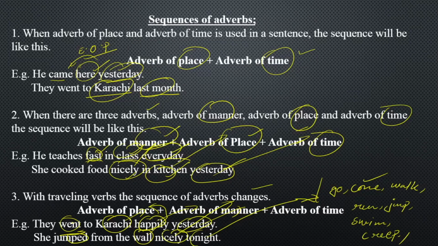So with traveling verbs, you are going to change the sequence. In other verbs, we bring manner first, place, then time, but here place comes first, then manner, and then time. Time is always at the end of it. So I hope the sequences of adverbs are clear to you.